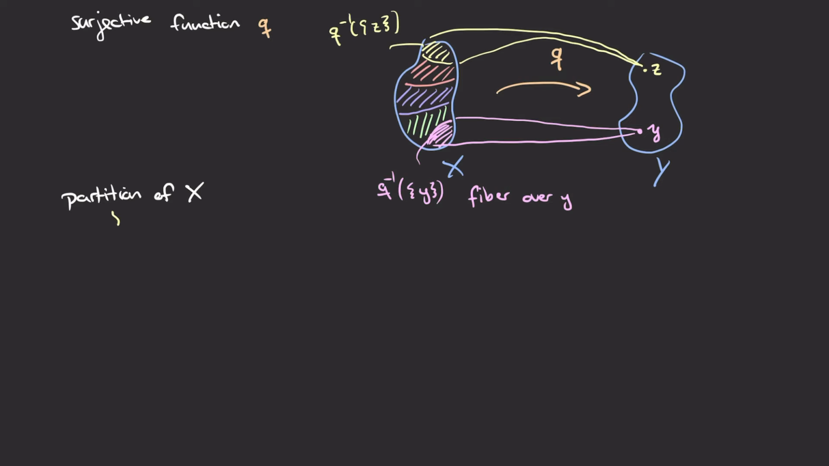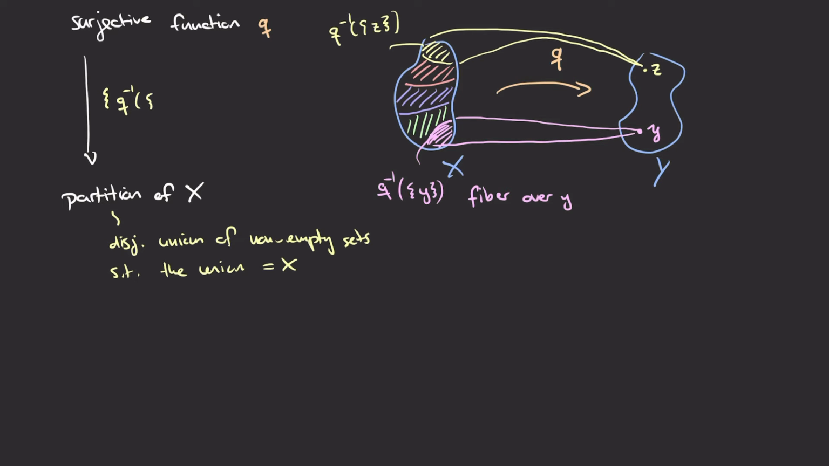This just means that we are expressing X as a disjoint union of non-empty sets, such that the union is equal to X. Hence, going in this direction, we can start with a surjective function and obtain a partition by considering the set of fibers over points in Y.